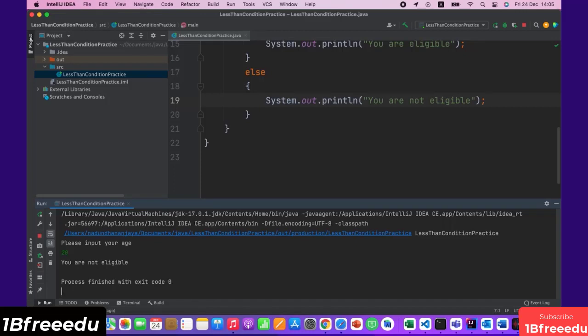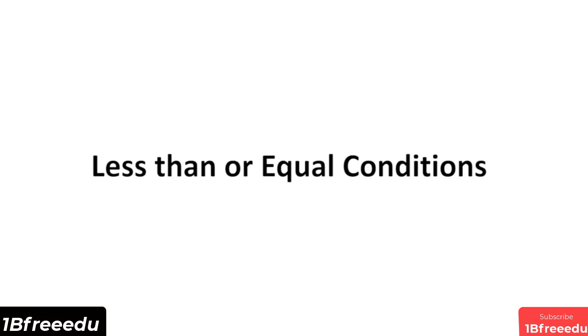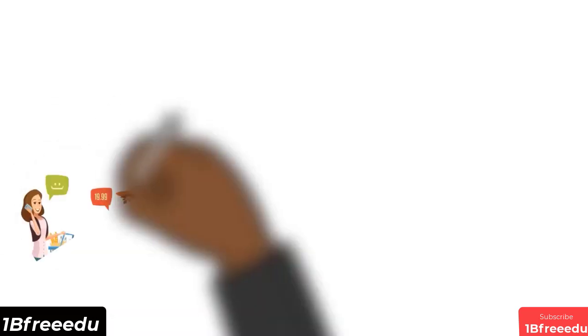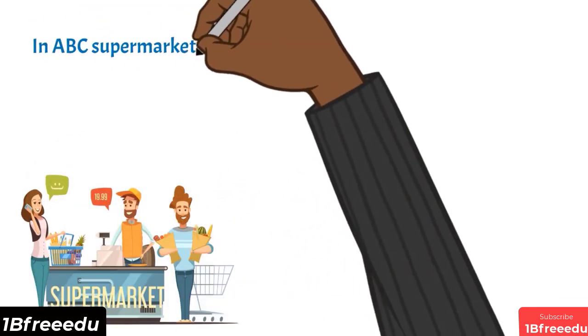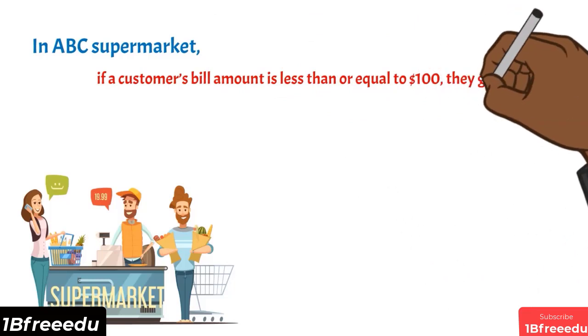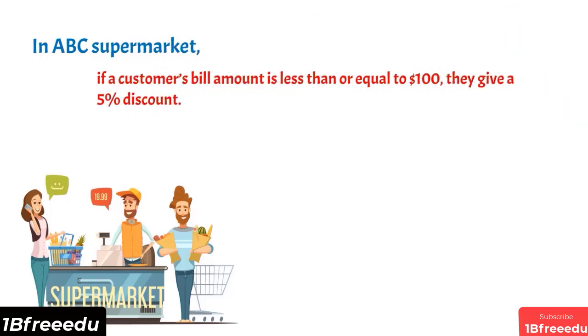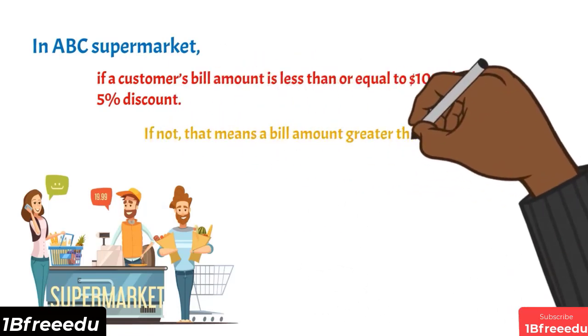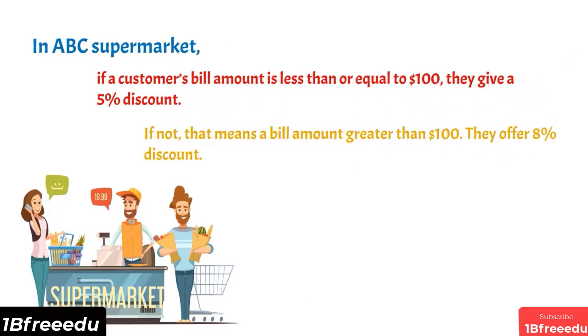Okay guys, in this video we discussed the less than condition. In the next video, we will discuss the less than or equal condition and the not equal condition. Let me show you an example. In ABC supermarket, if a customer's bill amount is less than or equal to $100, they give a 5% discount. If not, that means a bill amount greater than $100, they offer an 8% discount.